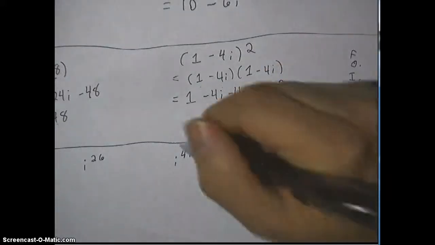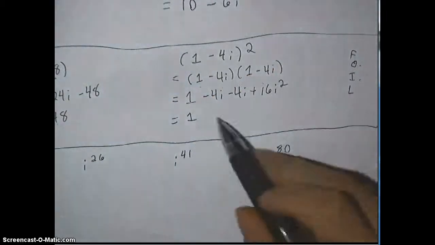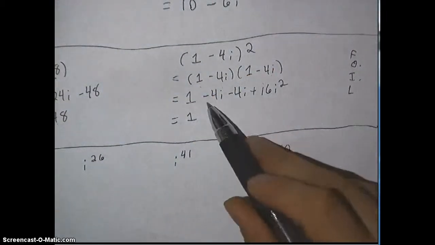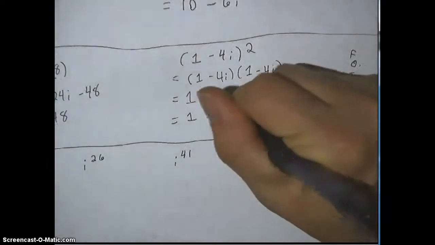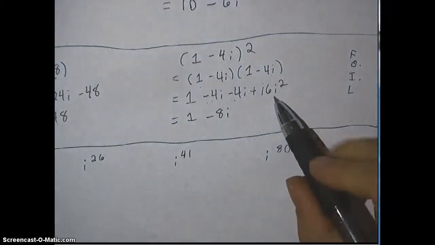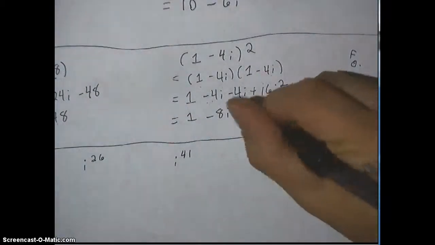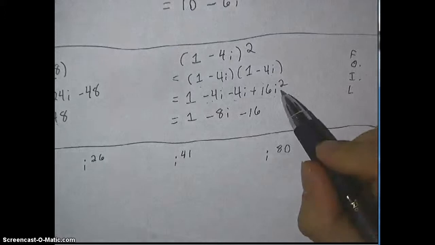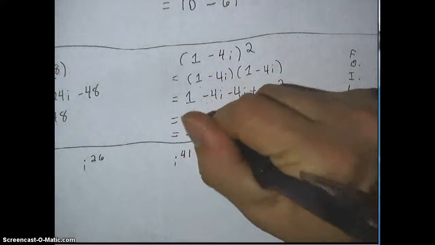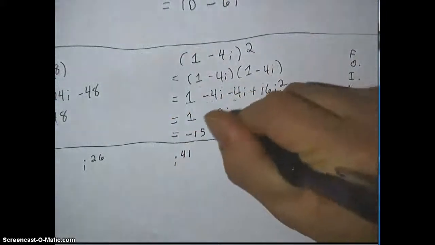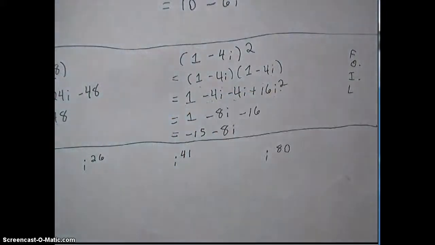Now I'm going to combine like terms, so I've got a 1, I've got a negative 8i, negative 4i plus negative 4i is negative 8i, and then 16i squared, well that's just minus 16, because remember i squared equals negative 1, so I just put the negative there. 1 minus 16, it's negative 15 minus 8i. That's how you multiply complex numbers.